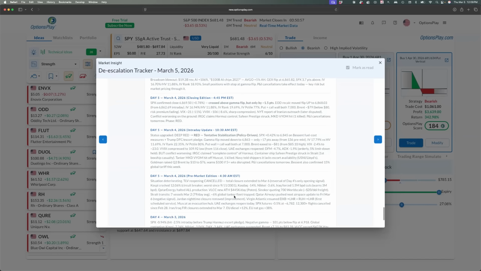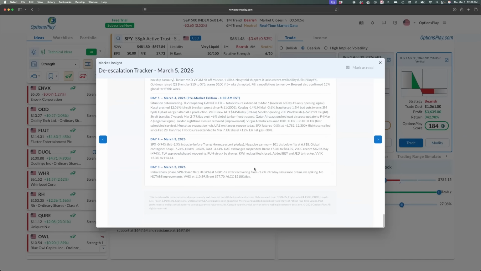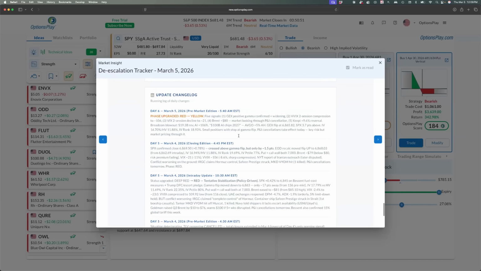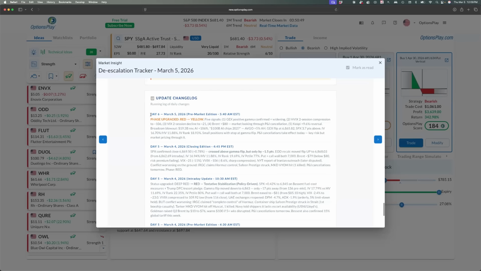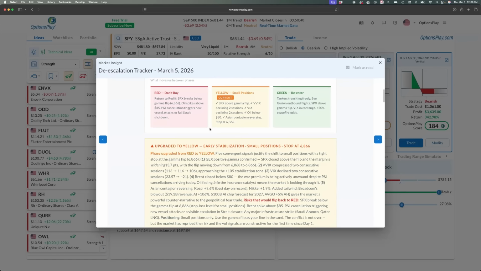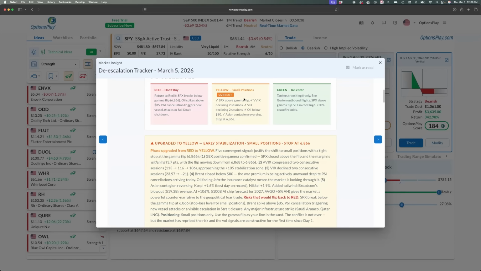And we give you a day-by-day breakdown of what we're looking at, what the most important events are and how they've changed over time. So as I said earlier today, we upgraded it to yellow. However, four out of the five metrics that allowed us to upgrade it to yellow have reversed intraday today.